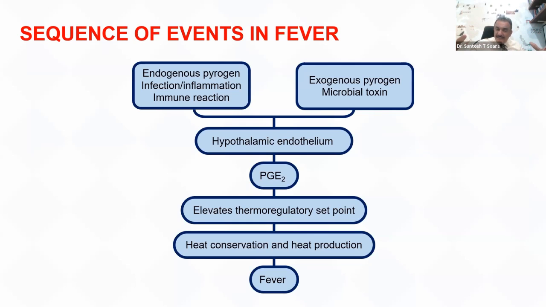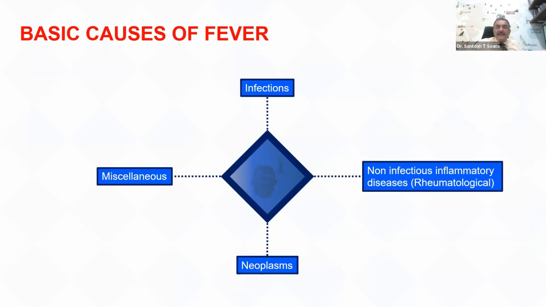Prostaglandin E2 is released, which elevates the thermoregulatory set point, heat conservation and heat production, resulting in fever. So one thing I would like all of you to know is that you should know there are 4 causes for fever. If you remember this, that is fine. Infection forms the majority case.